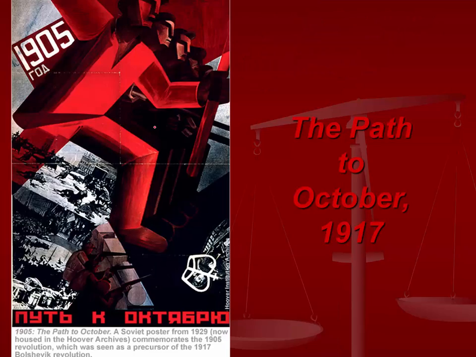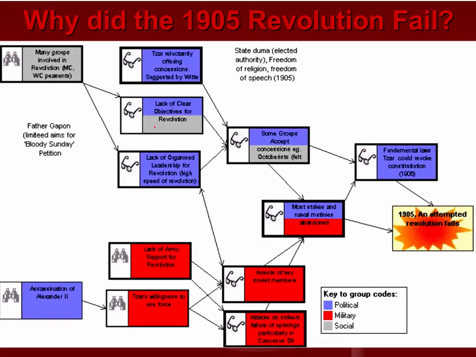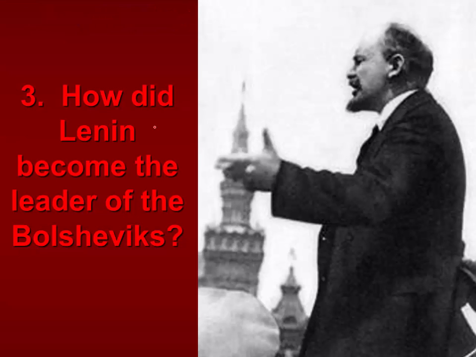So the question is, why did the 1905 revolution fail? And there were many reasons. You could see here political, military, and social reasons. But what we're going to talk about in class is we're going to pick up with this question here. How did Lenin become the leader of the Bolsheviks? And the Bolsheviks are going to be basically the communists, and they're going to be the ones who are going to take over power in Russia.